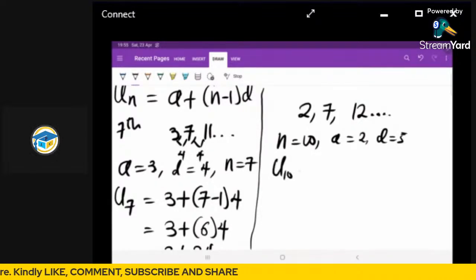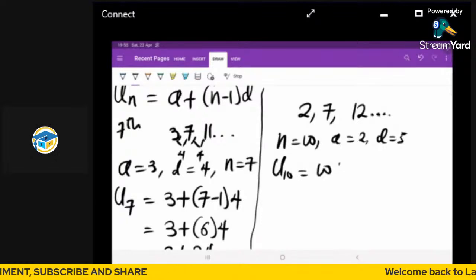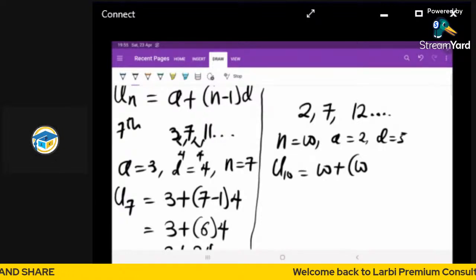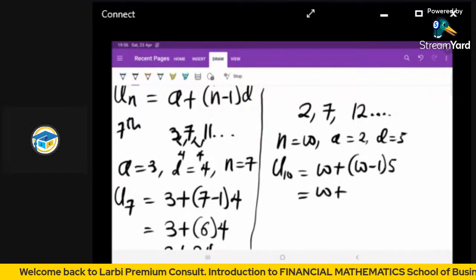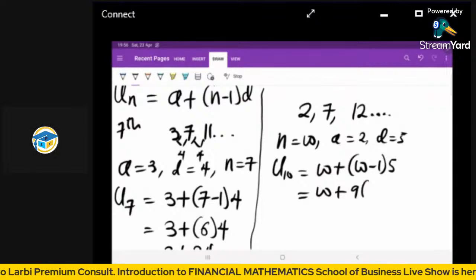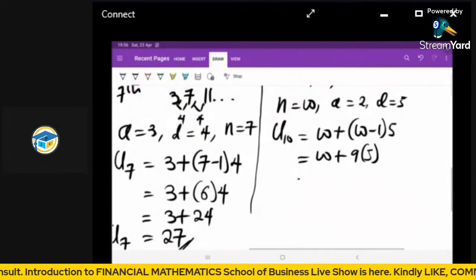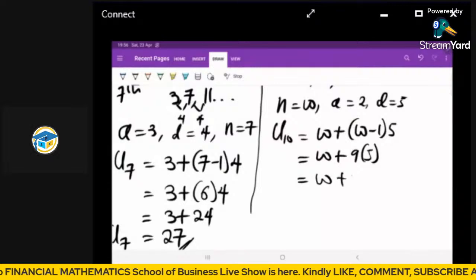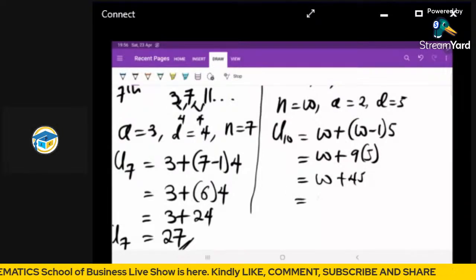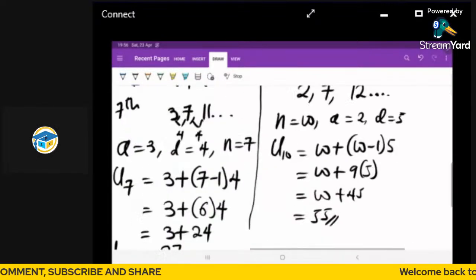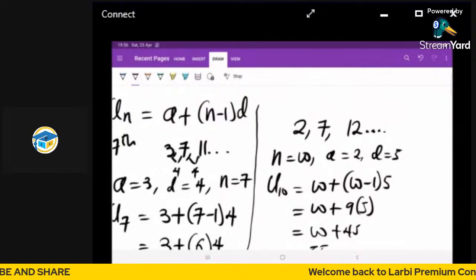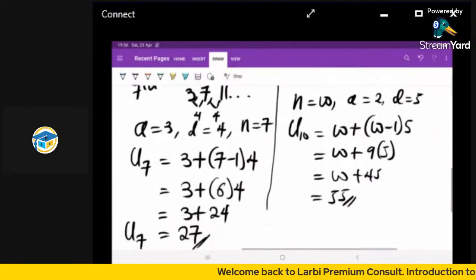U10 is going to give us 10 plus, in brackets, 10 minus 1, multiplying the difference of what? 5. Is that okay? So here we can see that it is 10 plus 10 minus 1, which is going to give us what? 9 multiplying 5. So we can hopefully say that here is 10 plus 45, and therefore here is going to give us what? 55. So that becomes the 10th term of this sequence, 2, 7, and 12. I believe that is clear. So that's the issue about the sequence.